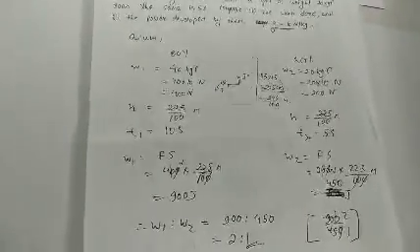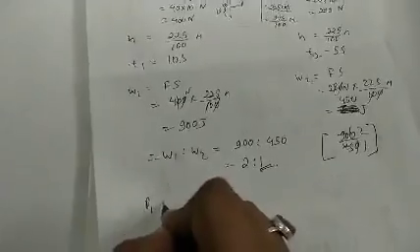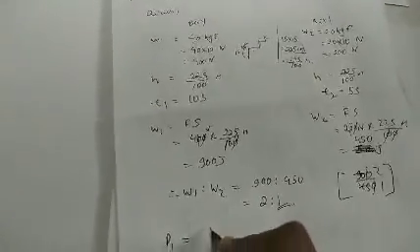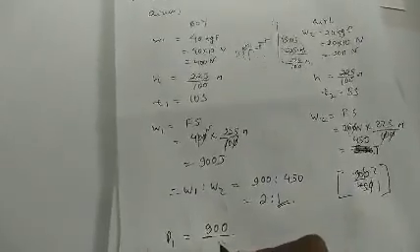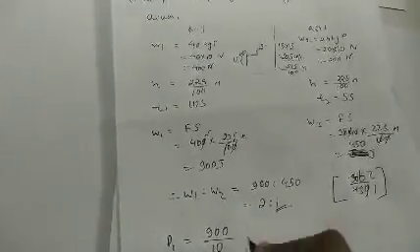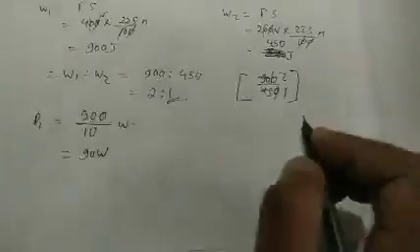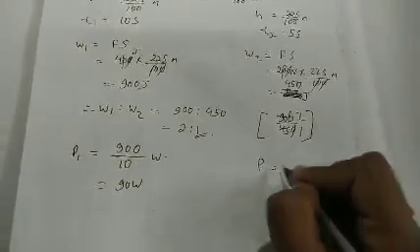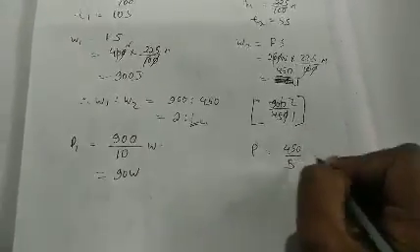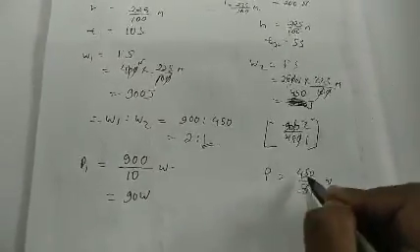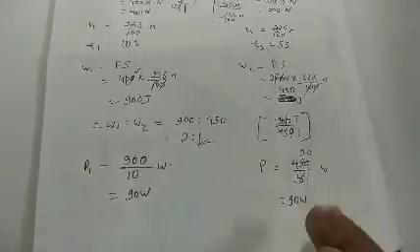Now we have to compare their power. So let's find power. For the boy, power equals work by time. Work is 900 by time is 10 seconds, which equals 90 watt. Power for the girl is work by time. Work is 450 and time for her is 5. 5 ones are 5, 5 nines are 45, 0, 90 equals 90 watt. So they have the same power.